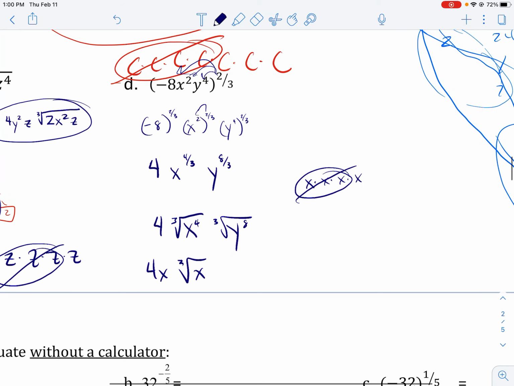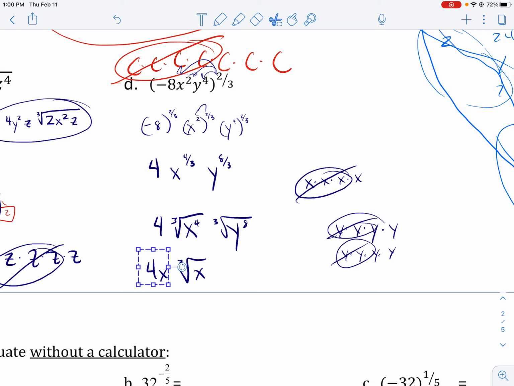And then this guy here, we're going to have a y, 8 of them, right? Okay, how many pairs of 3? 2. So I'm going to bring out 2 y's. And how many get left back? 2. Times 3 square root 2. And because we have the same radical, I'm going to bring those together.